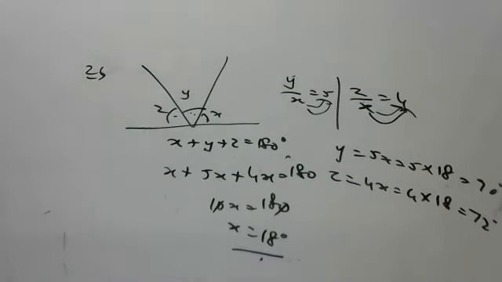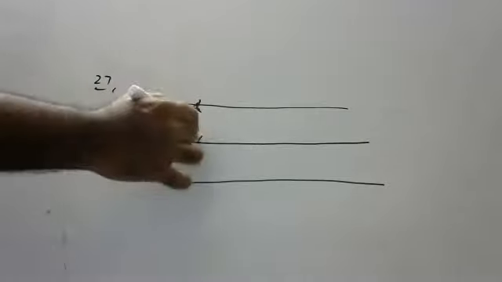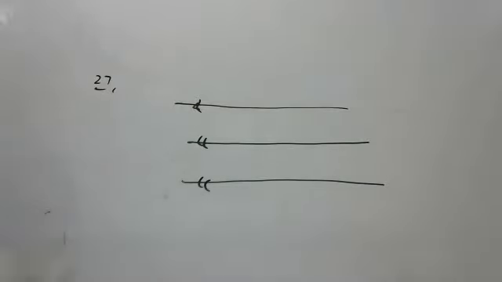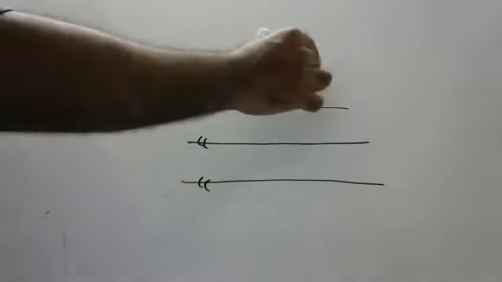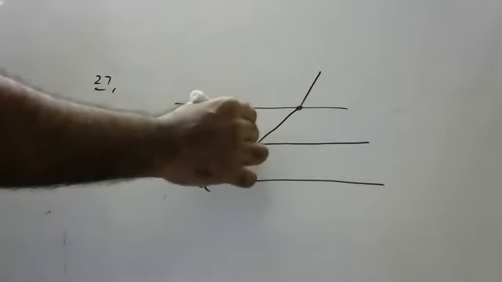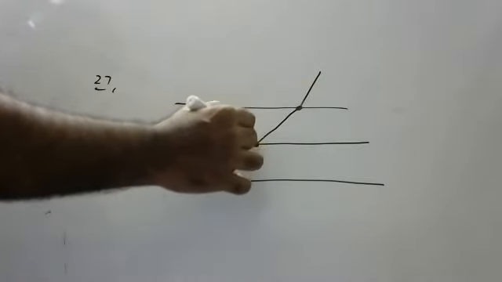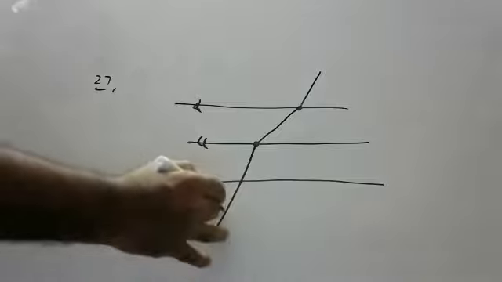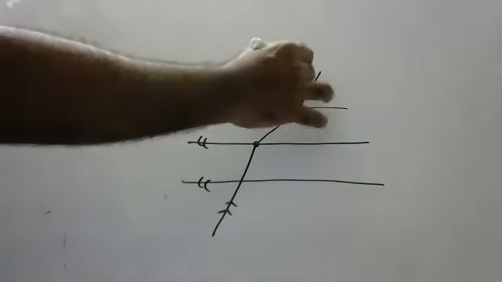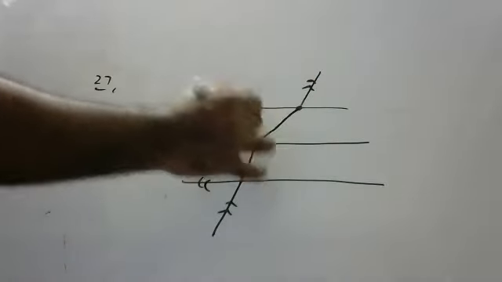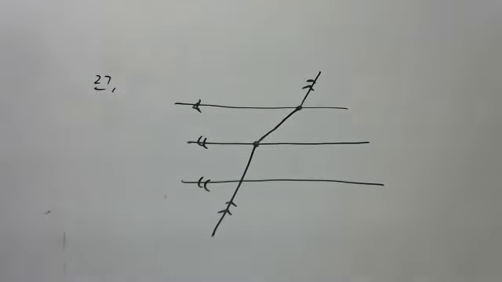I hope everyone understood this sum, children. This is a very fantastic sum, a beautiful sum, easy to understand. Okay, next, 27th sum. There are 3 parallel lines. There is one transversal which deviates in the middle. Here it is coming like this, and again here it is going. These two are parallel, children. In the middle, this is not parallel, but this and this are parallel.